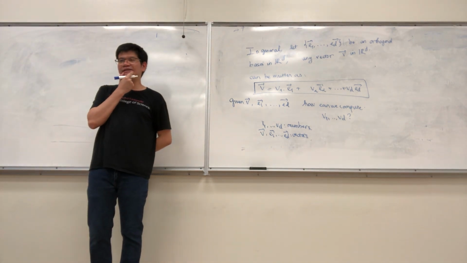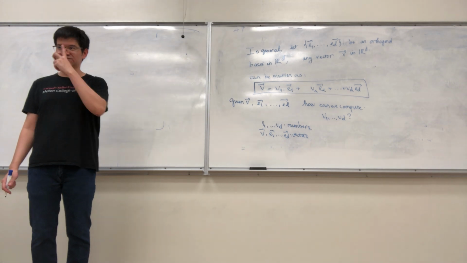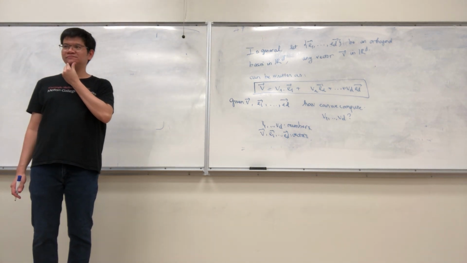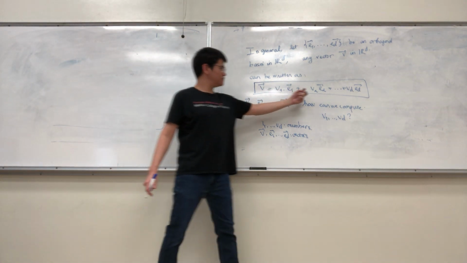Well, but what if I have a basis which is 1, 2, 3 and not 1, 0, 0? Right. So how can you compute V1, V2, VD?